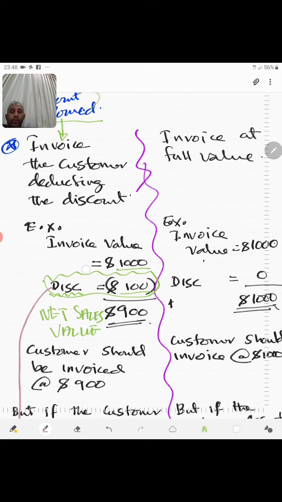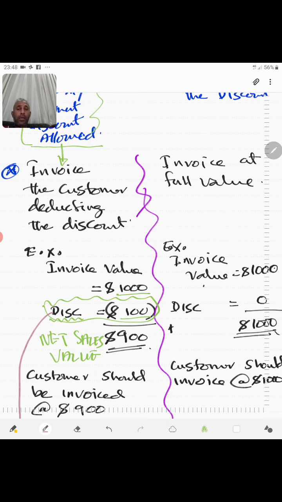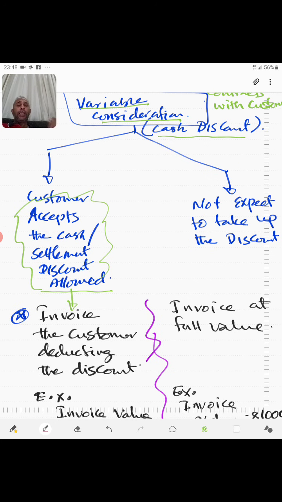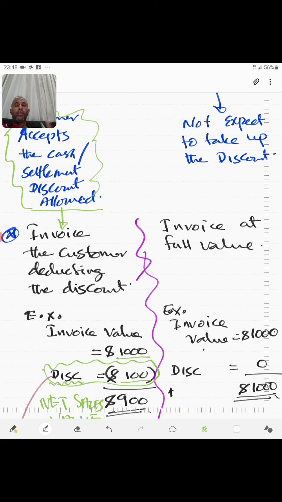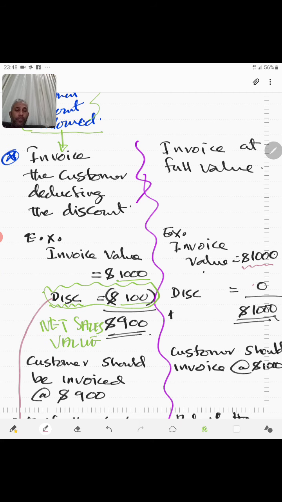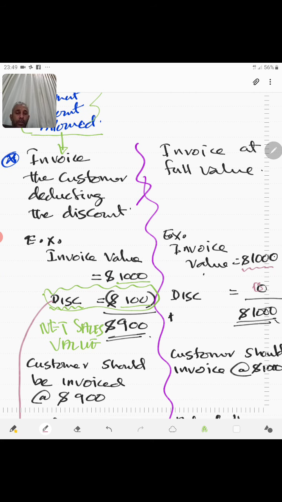This is one method. The second method is to invoice at full value. If the customer is not willing to take up the discount proposed by the company, you should invoice the customer at the full value. In this example, the invoice value is $1,000, and as he is not willing to take up the discount, the discount is 0. So you subtract that and you get 1000. The net invoice value will again be 1000.